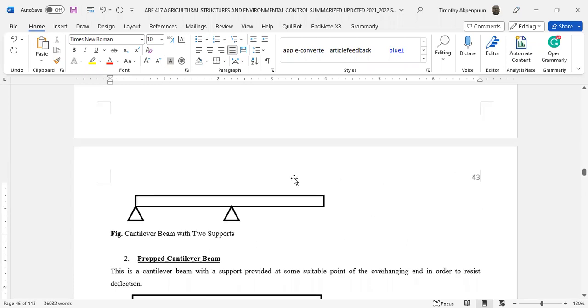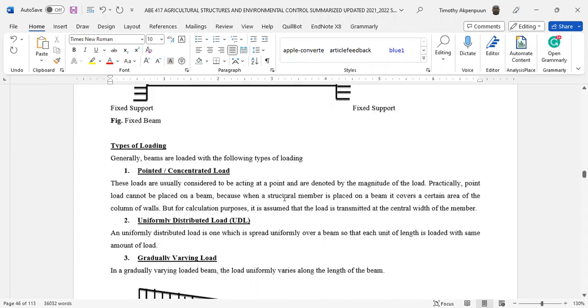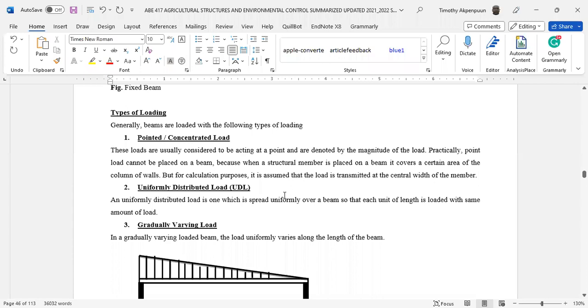Do you understand why? Look at this. Why does this continuously supported beam bend less than a simply supported one?